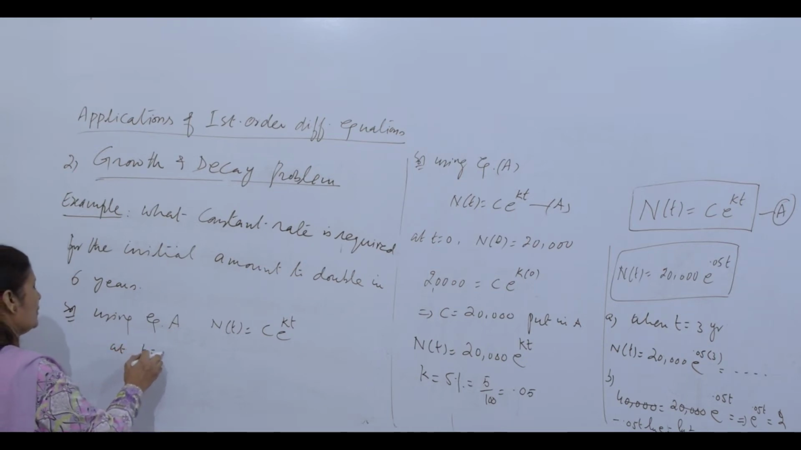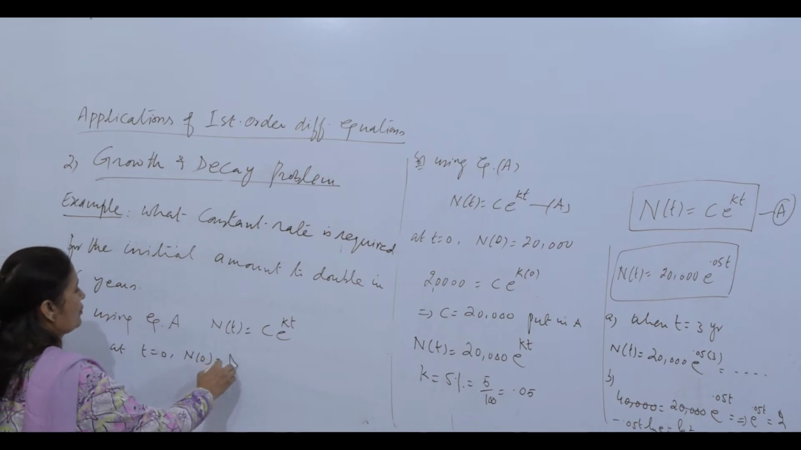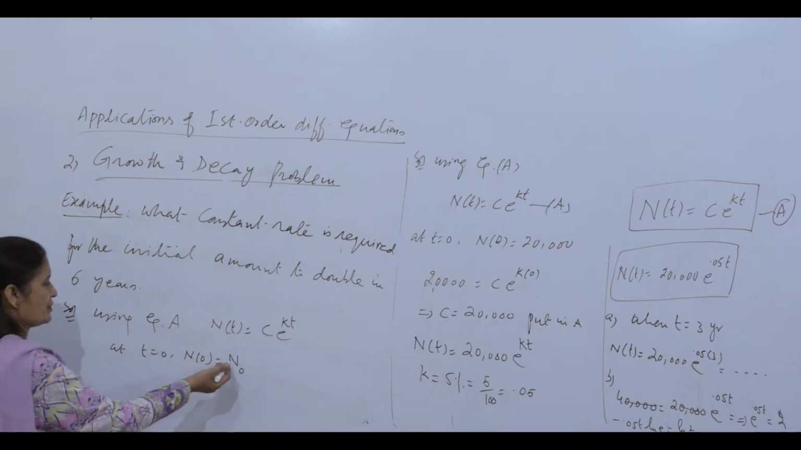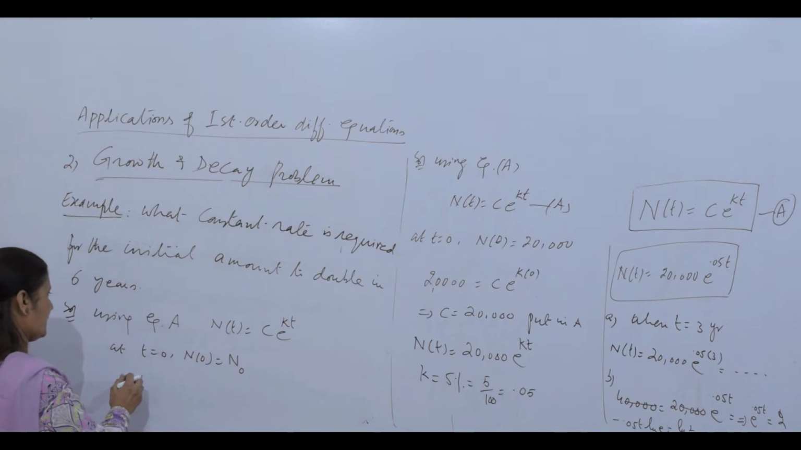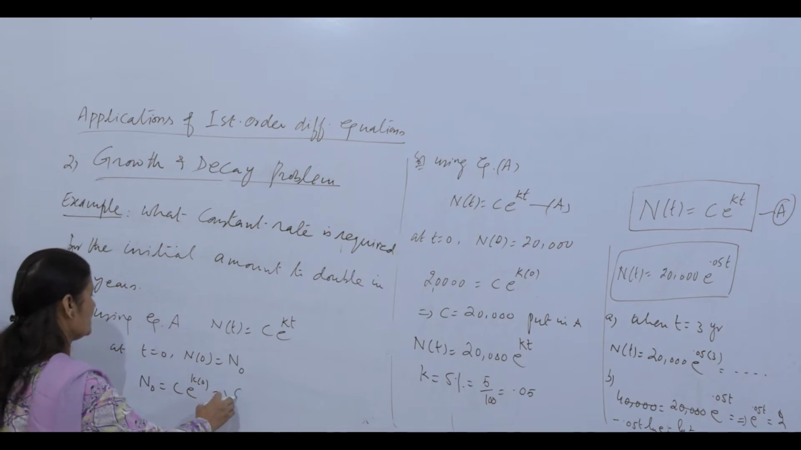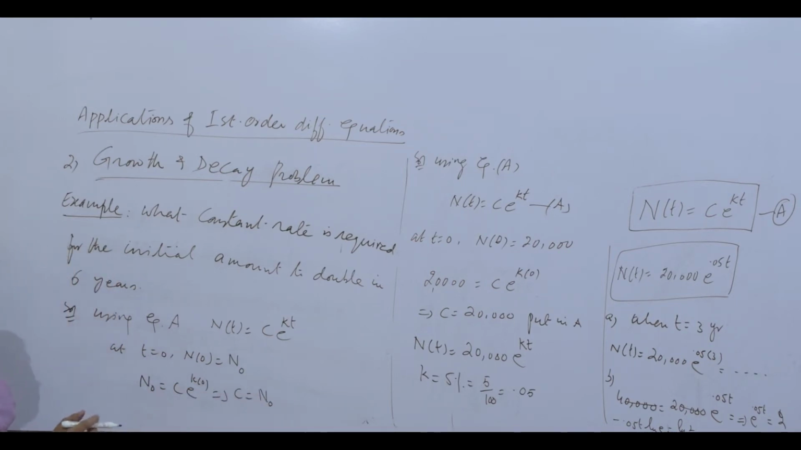At t equal to 0, N(t) is N0. Let me have, this is the initial amount. At t equal to 0, the initial amount is this. So that becomes N0 is equal to C e^(k·0). This implies C is equal to N0. This is the initial amount N0.